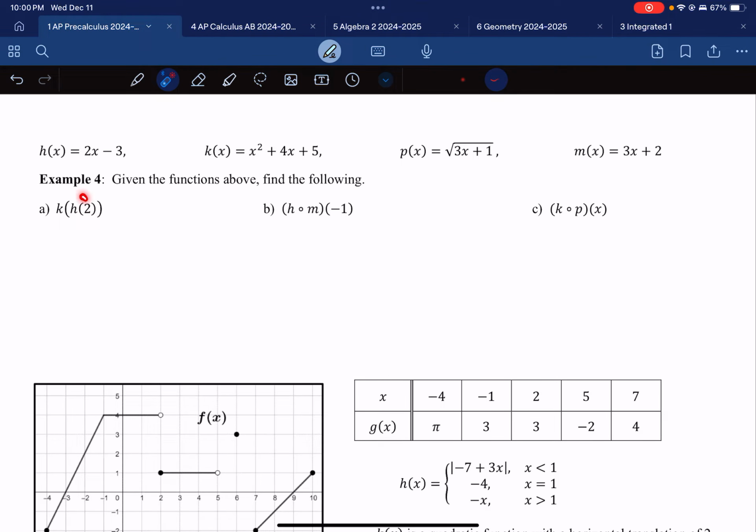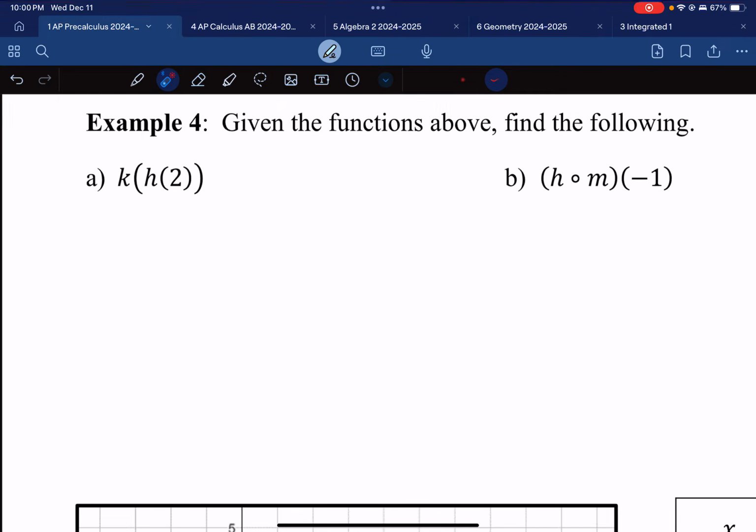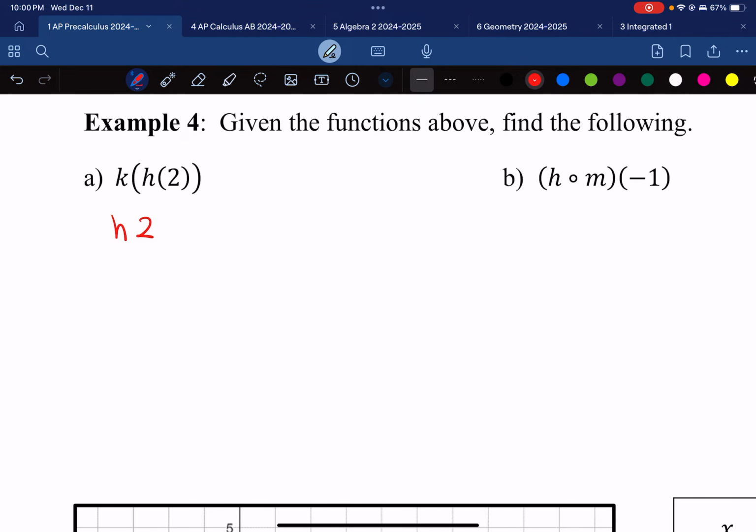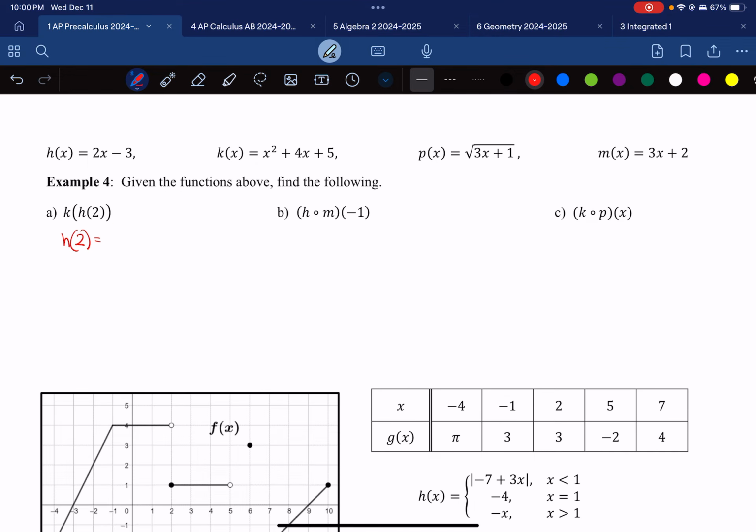So I'm going to plug in, I'm finding h of 2 first. So h of 2, let's write you down. H of 2. All right, there's a bunch of functions. I have an h here, a k here, a p here, an m here. Obviously, I'm doing my h of 2 first.